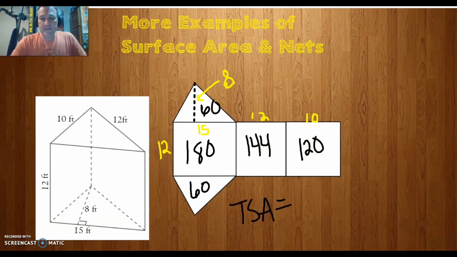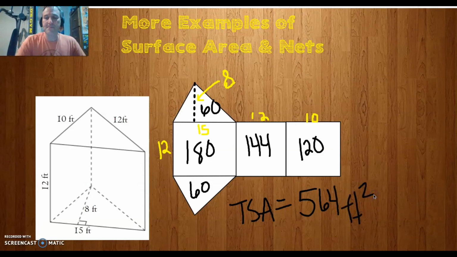564 total. So the total surface area, when you add it all up, 180, and then 60 and 60 right here, 60 and 60 is 120. So 180 plus 120 is 300, plus 100 more is 400, plus 100 more is 500, plus 40 is 540, plus 20 is 560, plus 4 is 564 feet squared. So that's how you find the surface area of that one.